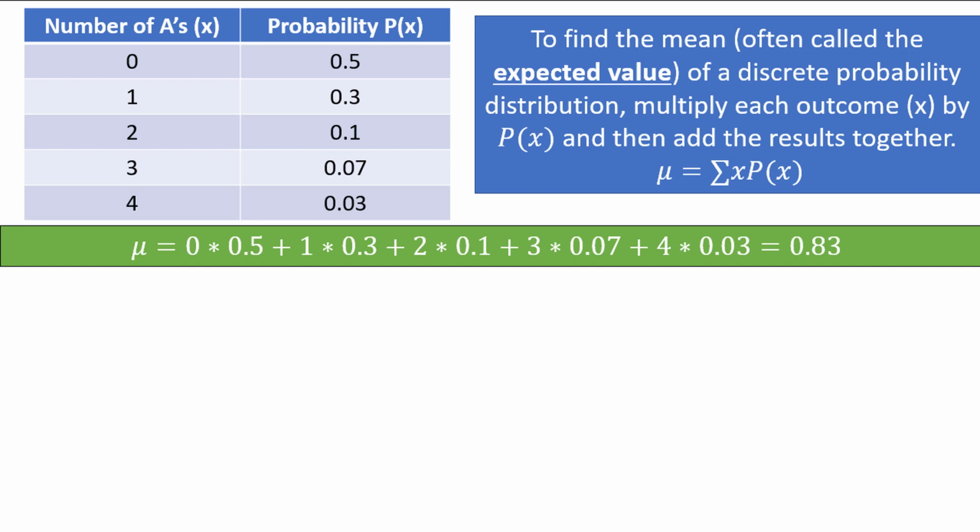On average, a student receives 0.83 A's in a semester. Of course, that value is not a possible number of A's for a single student, but you could view a student as earning somewhere between 0 to 1 A's on average.